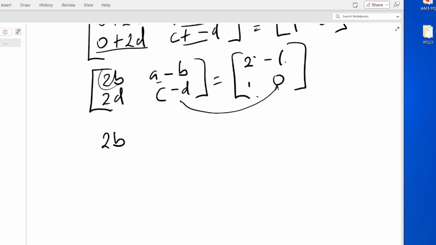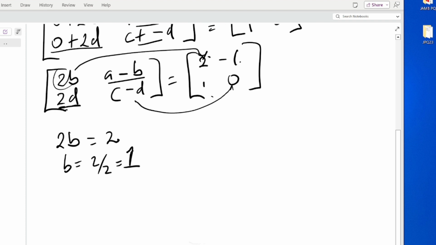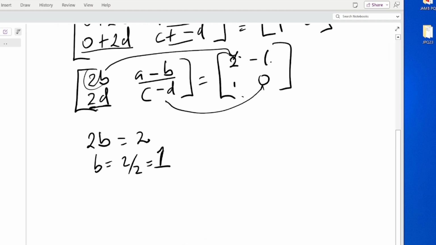You have 2b should be equivalent to 2, because they are in the same position, up, left, up, left. So b will actually be 2 over 2, which is b is 1. Then let's take 2d is equal to 1. Dividing both sides by 2, d is 1 over 2, d is half.